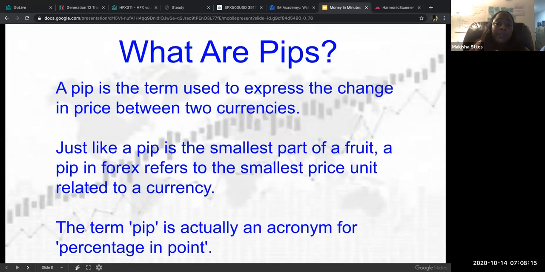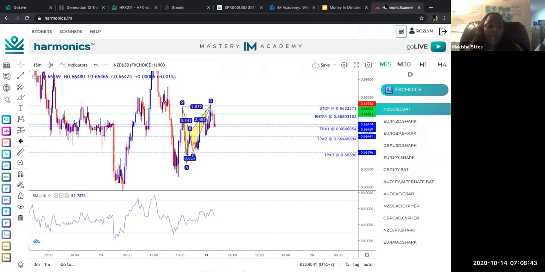Okay, what are pips? A pip is a term used to express the change in price between two currencies. Just like a pip is the smallest part of a fruit, a pip in Forex refers to the smallest price unit related to a currency. The term pip is actually an acronym for percentage in point.